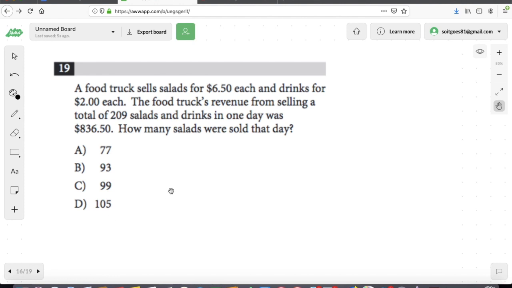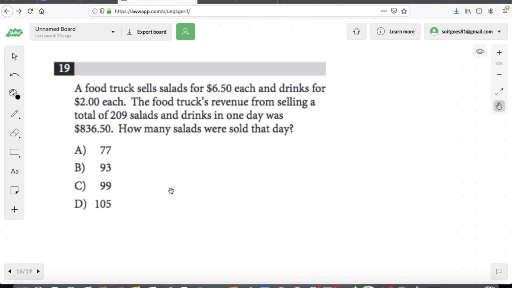All right, go ahead and read it for me, please. A food truck sells salads for $6.50 each and drinks for $2 each. The food truck's revenue from selling a total of 209 salads and drinks in one day was $836.50. How many salads were sold that day?